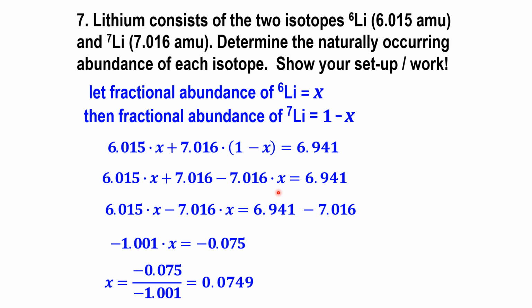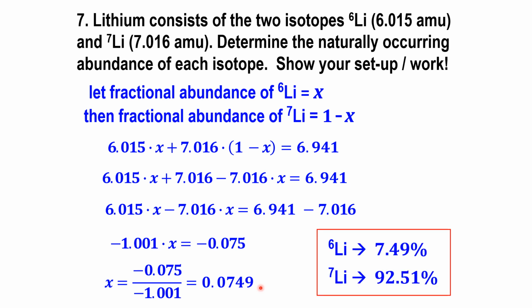And the final X we get is 0.0749. But remember, we need to convert this decimal number into a percentage, which is 7.49%. If we have lithium-6 at 7.49%, you can calculate the rest, lithium-7, which in this case we know is the most abundant form, at 92.51%.